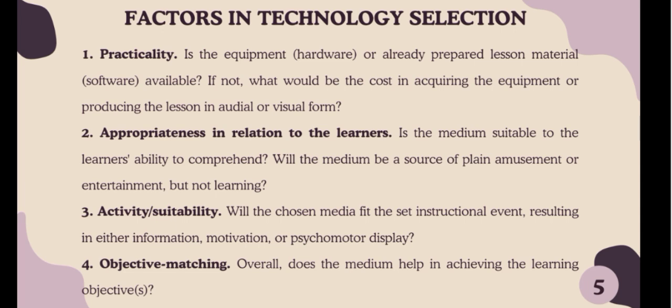Next is appropriateness in relation to the learners. Is the medium suitable to the learner's ability to comprehend? Will the medium be a source of plain amusement or entertainment but not learning? So this means thinking about whether the tool or material is right for your students. Is it something they can understand and learn from? If it's too complex or too simple for them, it won't be helpful. It also makes sure it's not just for entertainment.